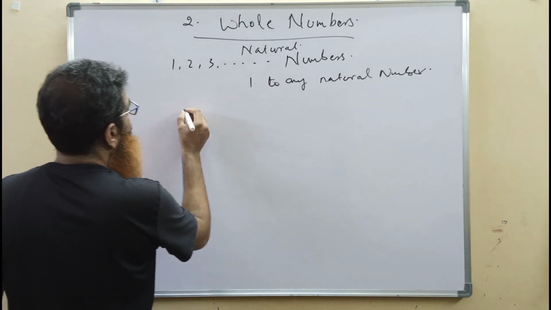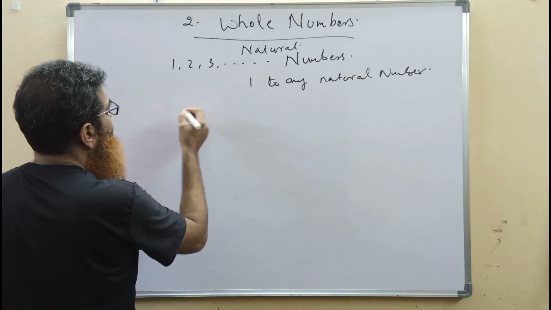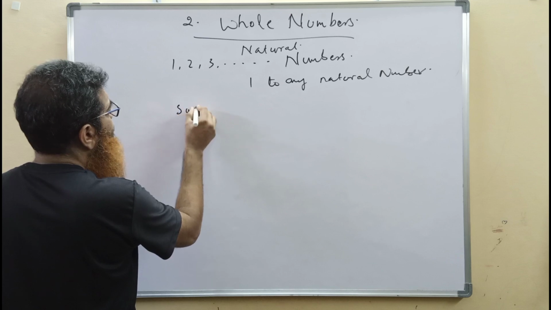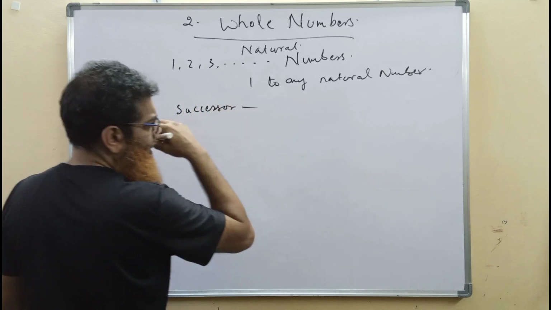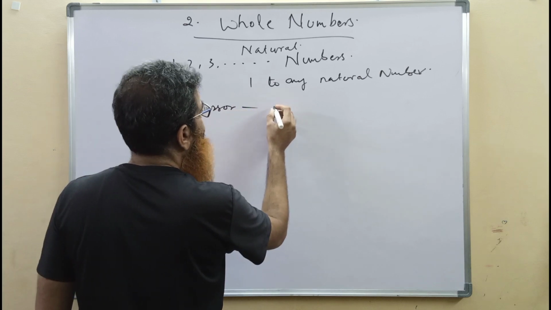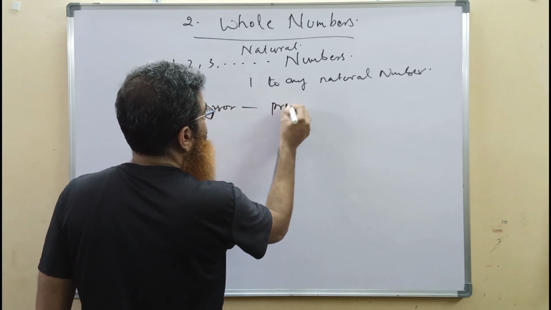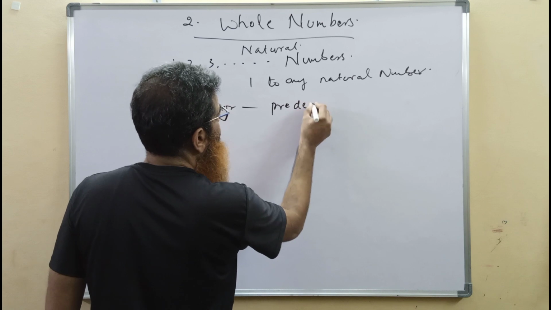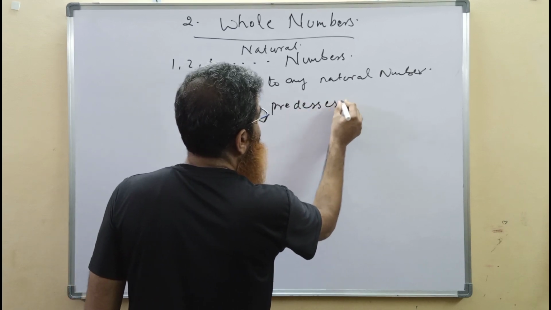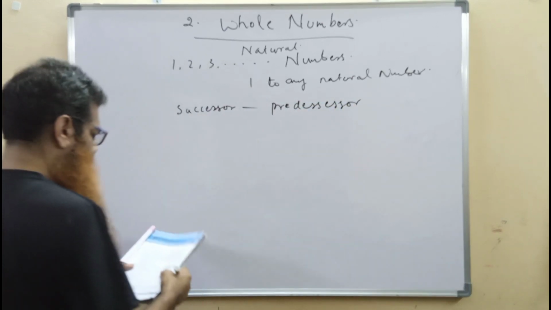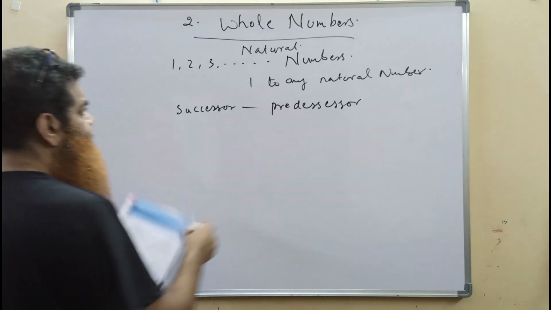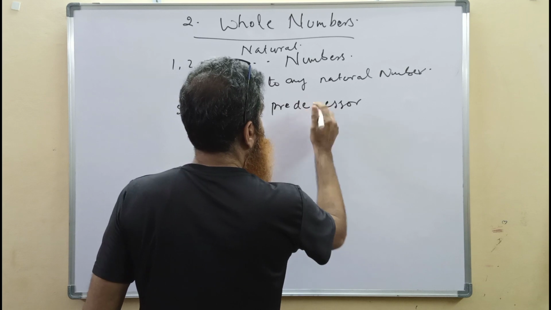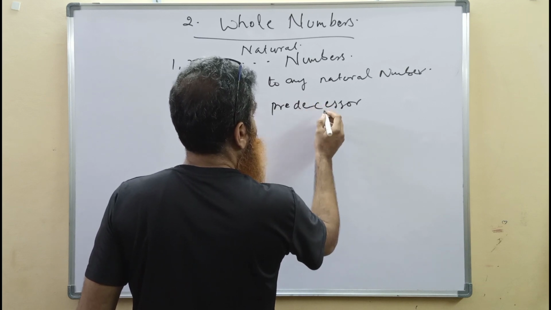When we add one to a natural number, the resultant number is called the successor, whereas when we subtract one from a natural number, the resultant number is called the predecessor.